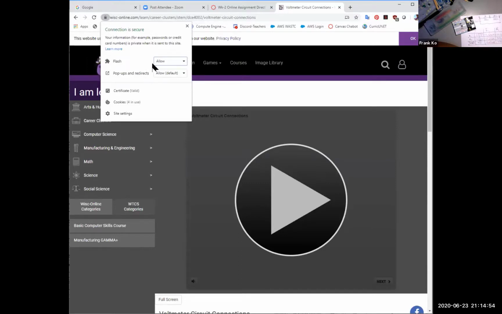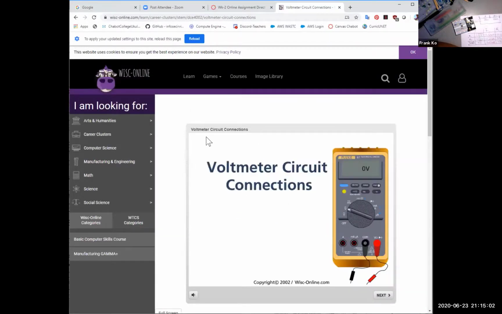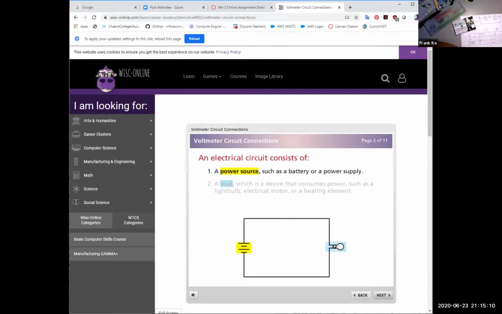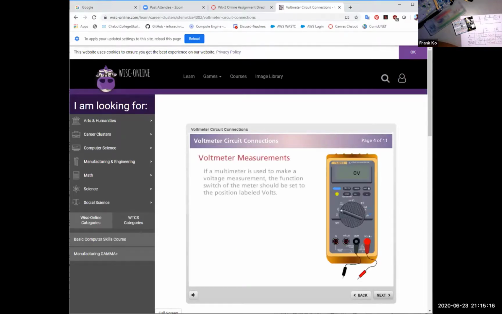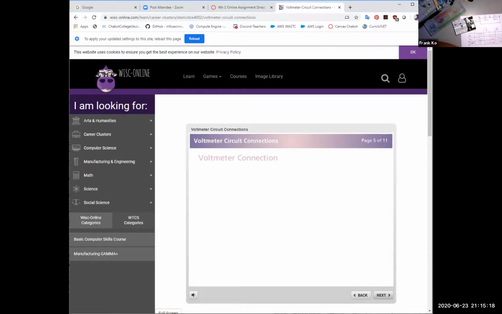As long as it's allowed on your address bar by clicking this little padlock, then you will be able to see any and all videos associated with any of these lessons. This one is voltmeter circuit connections. It's a great lesson. It basically reiterates what we had talked about briefly, but this gives you more detail.